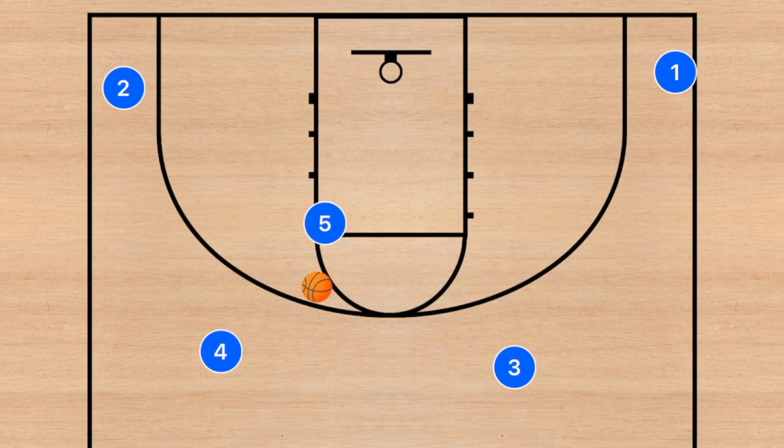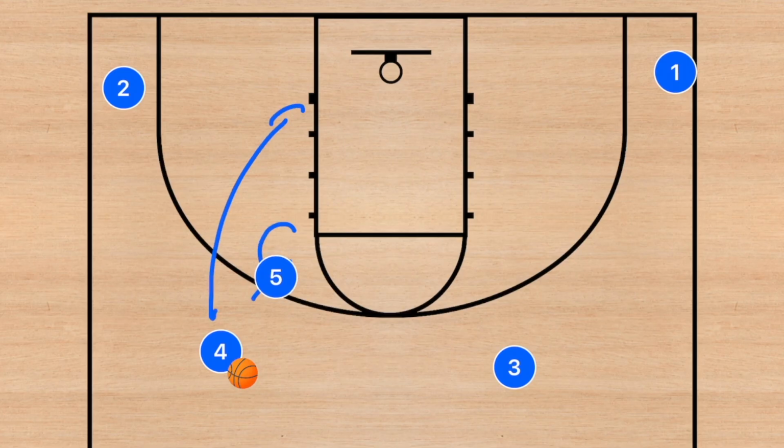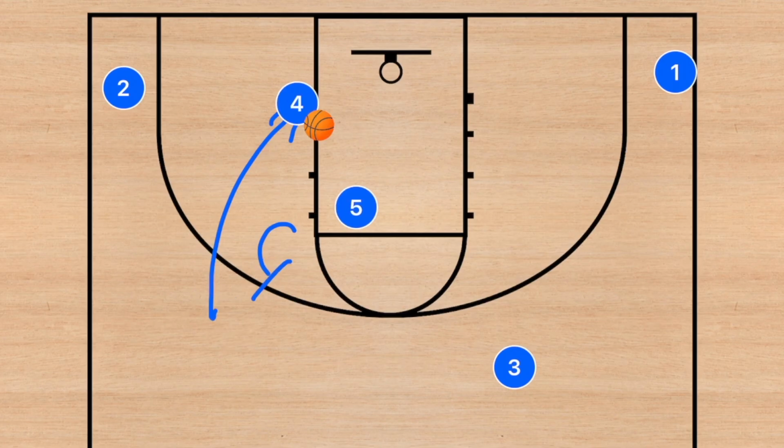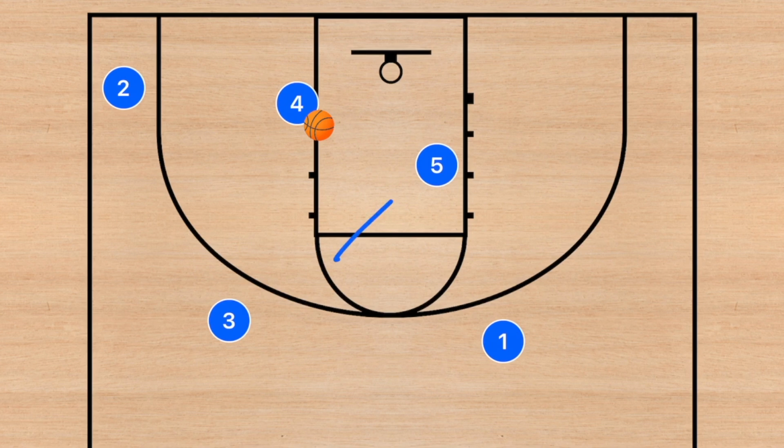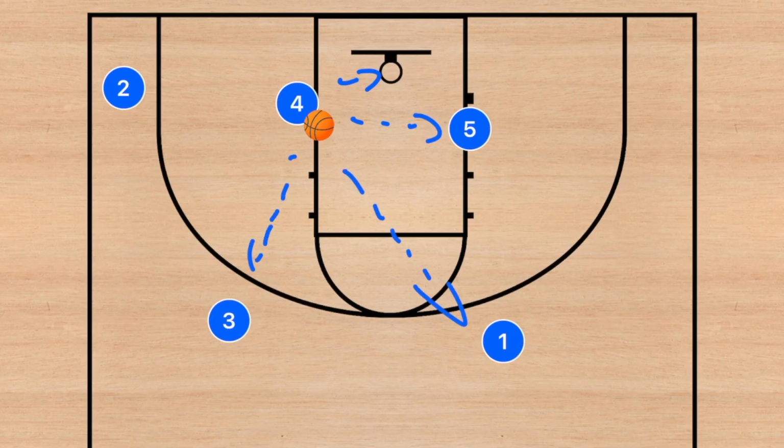But if he passes out to a player, now he gets to go and screen for that player. Let's say player 4 attacks the rim, player 5 rolls. What happens now? Well, what I want to see is player 3 and 1 filling up. And this gives the opportunity, because now player 5 is rolling, player 4 can score, or he can kick the ball over to any one of these players out on the perimeter.